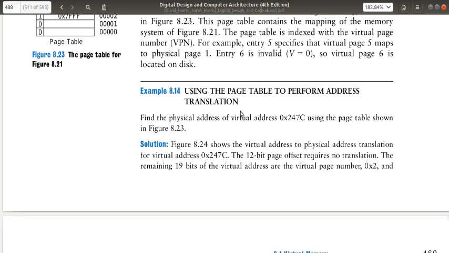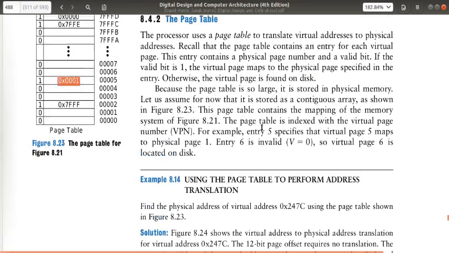Earlier we used that image of the physical memory and virtual memory. Now let's see how it is actually done. Find the physical address of virtual address 0x2473 using the page table shown in figure 8.23, this one. So here, when you say 0x2473, it is actually 0x0000247C. So how do we do it?